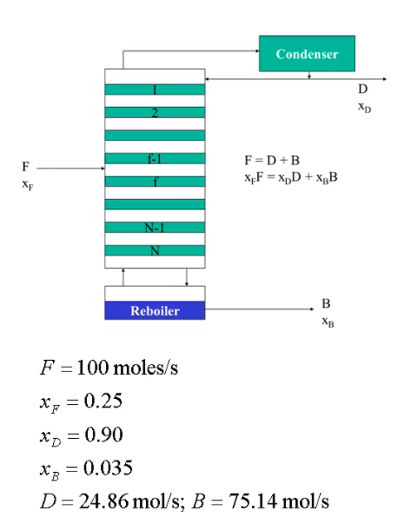As an overview, here's a generic column that has N stages plus a reboiler, which will also act like an equilibrium stage. With our feed at 100 moles per second and our feed composition and target distillate and bottoms composition, a simple material balance will show that the distillate flow leaving the top of the column would be 24.86 moles per second, and the bottoms flow will be 75.14 moles per second.